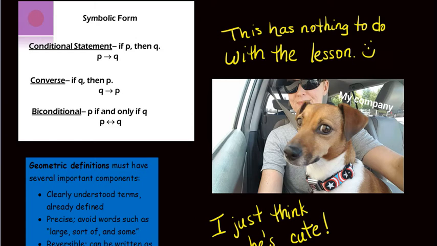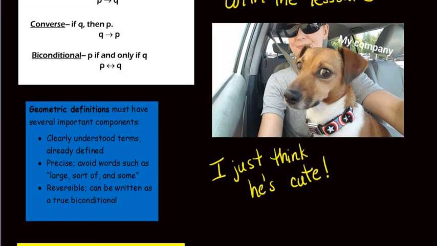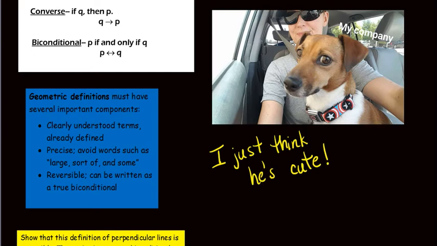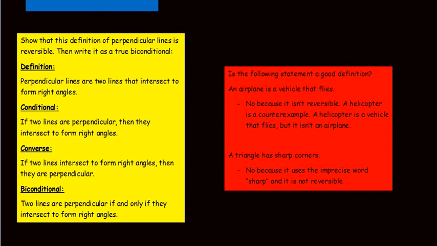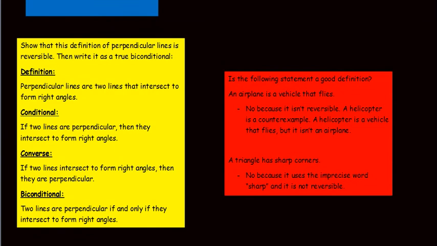Now, in geometry as well, we have definitions. And what you need to remember when you read a geometric definition is that it must use clearly understood terms, already defined, things that we already know. It must be precise. Avoid words such as large, sort of, or some. You've got to have precise words in geometric definitions. And they need to be reversible. They can be written as a true biconditional. So I put some examples down here of a good definition and then not so good definitions.